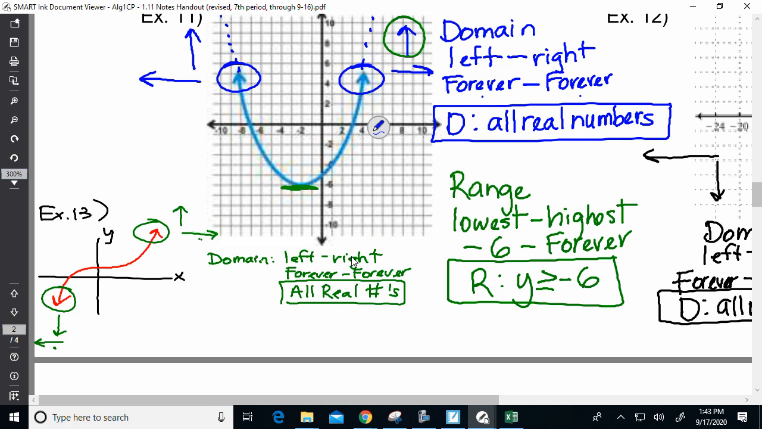Let's look at the range. Good. What did it say in the directions? Oh, okay. Then that means all you have to do is give domain and range. You do not have to draw the graph.